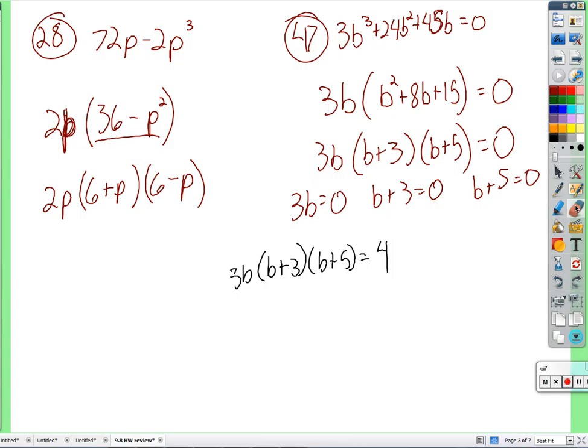Okay, so let's make some room. So we divide by 3 on both sides, B is equal to 0. Subtract 3 on both sides, B is negative 3. Subtract 5 from both sides.